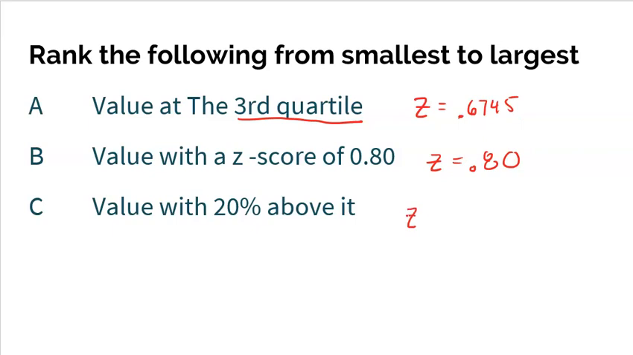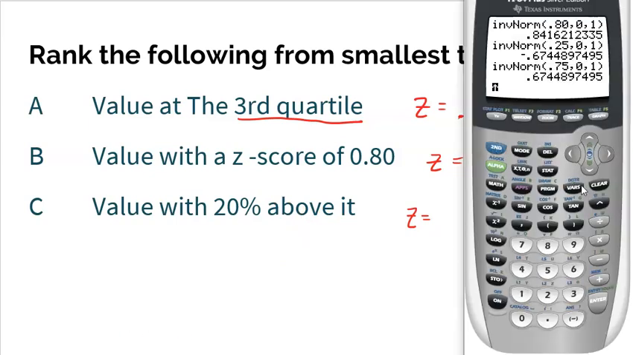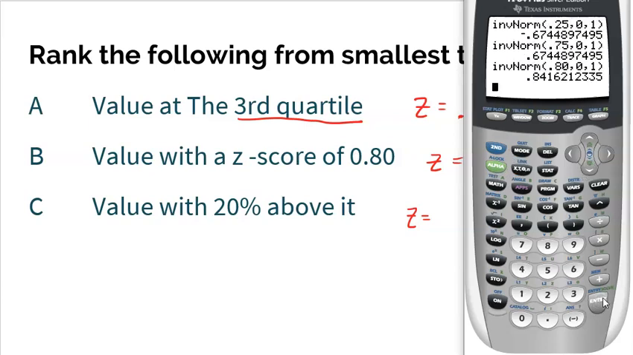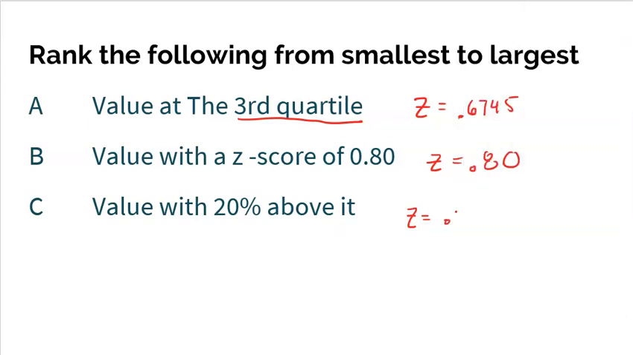And then I need the Z-score for the value with 20% above it. Well, okay, now I've got to remember, invert norm doesn't do above, invert norm only does below. If I want the top 20%, that is the same thing as the bottom 80%. So I'm going to go back here and do 0.80. And again, that simultaneously is talking about the same thing, 20% above, 80% below. But I can't say this enough: invert norm only wants the below. And this is going to give me the Z-score that I'm looking for, 0.8416.